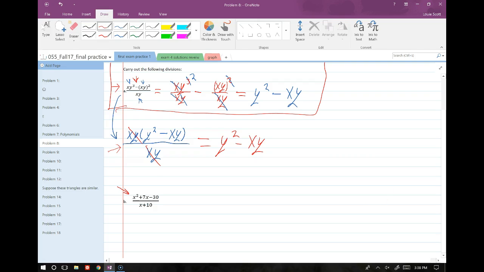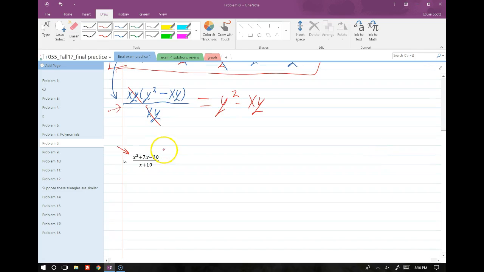All right, so for part B, with these guys, we see kind of a traditional factor situation on top here. So we're just going to factor that guy out and see if it has any factors of x plus 10 that we can cancel. So to factor x squared plus 7x minus 30, we are looking for factors of negative 30 that differ by a plus 7. 5 and 6, nope, not even close. Those only differ by 1. 1 and 30, those differ by 29. 10 and 3, those differ by exactly 7, so that's what we want.